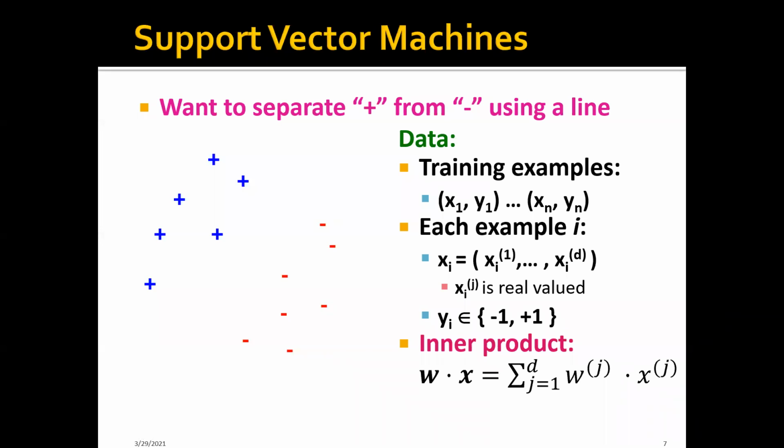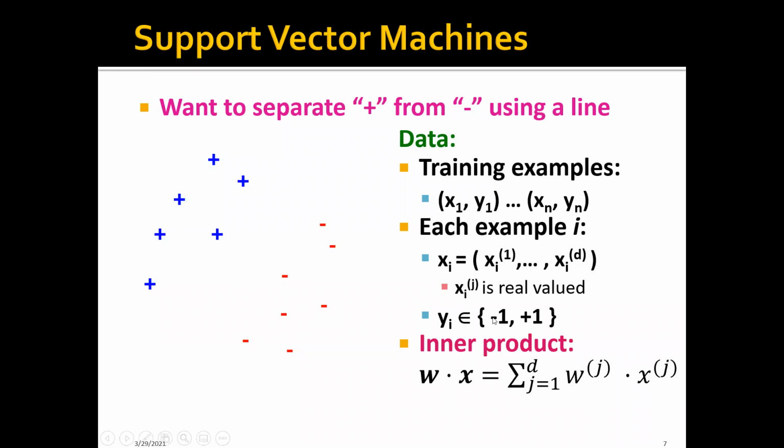Each example i consists of an xi and a yi. xi is the input data, a vector of d dimensions, and each entry is usually a real value. We also have yi, which is the class label. It's usually a binary label: if it's +1, then it's positive, and if it's -1, then it's negative.